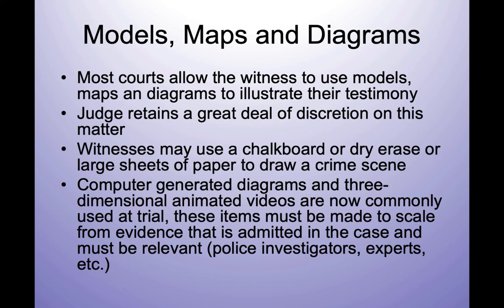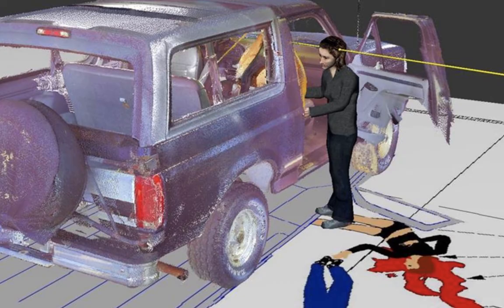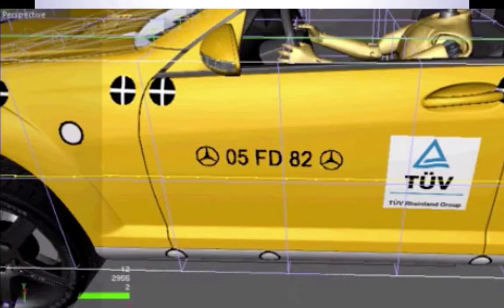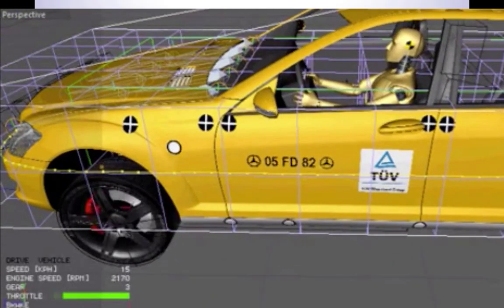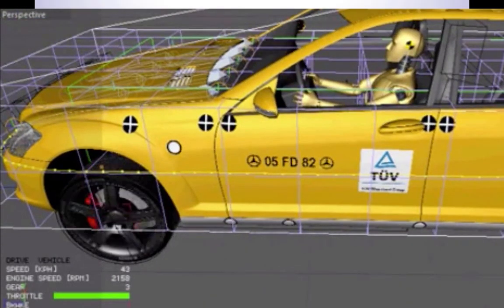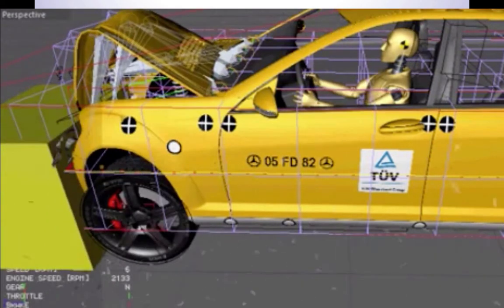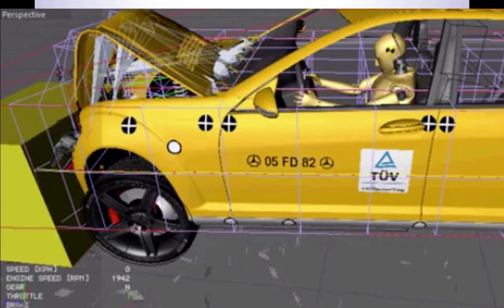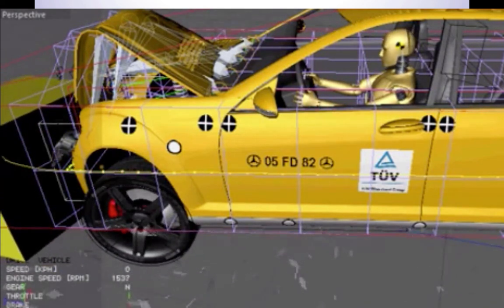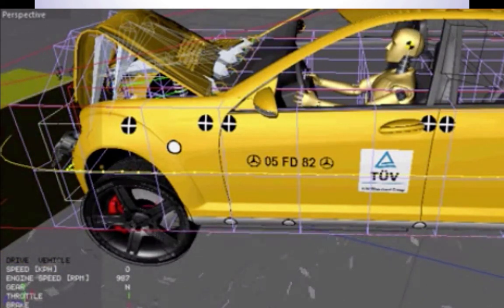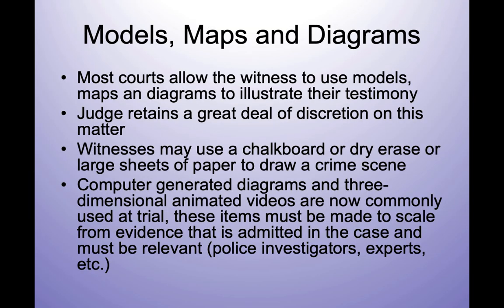And of course, you can get fancy with computer-generated diagrams, 3D animated videos, becoming much more common. I see those especially when experts are testifying. If you have a collision reconstructionist kind of a person who went back and is trying to show speed from skid, they might bring in computerized graphics and models to help show what they're talking about.